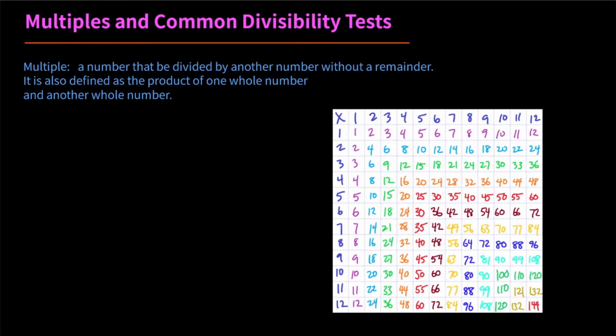In this lesson, we will learn about multiples and common divisibility tests. First, a multiple is a number that can be divided by another number without a remainder, or it can also be defined as the product of one whole number and another whole number. I made this multiplication chart here to help show the multiples of different numbers.